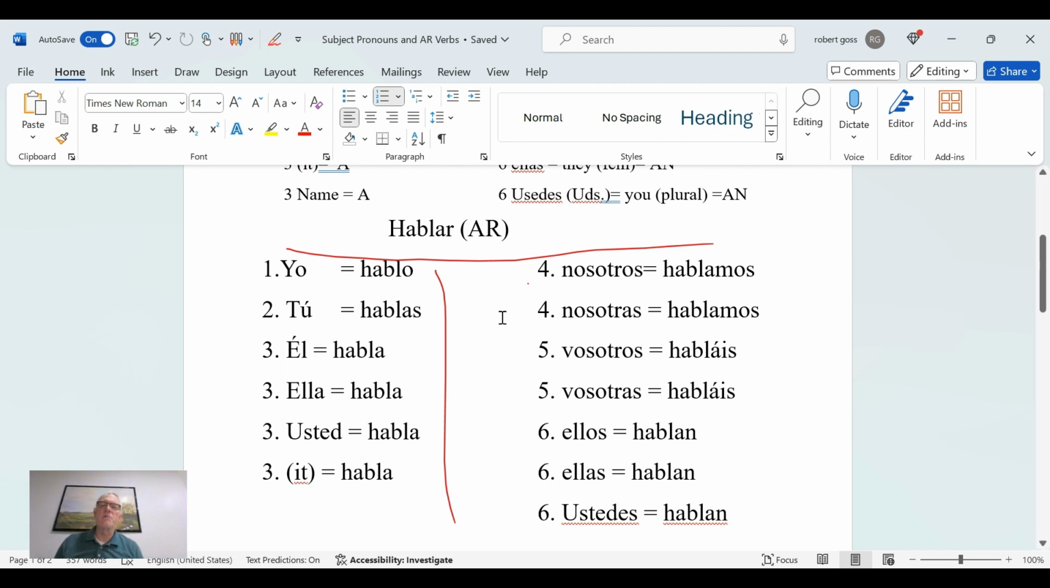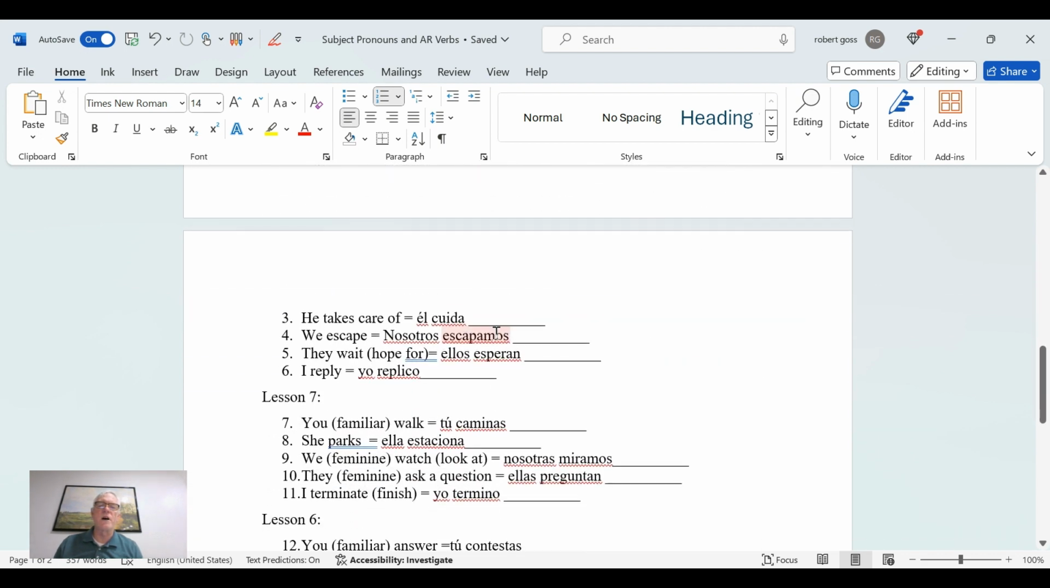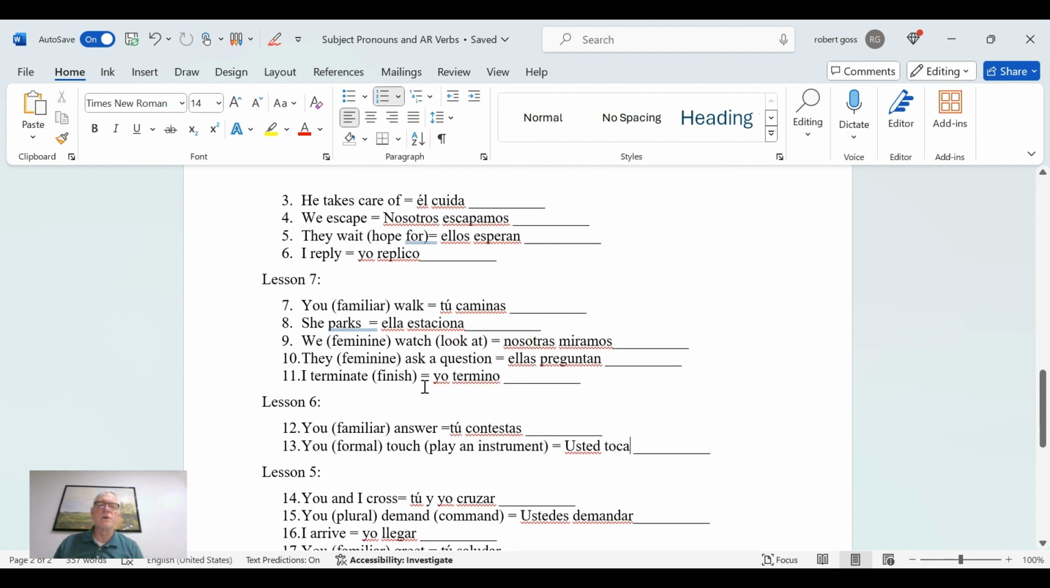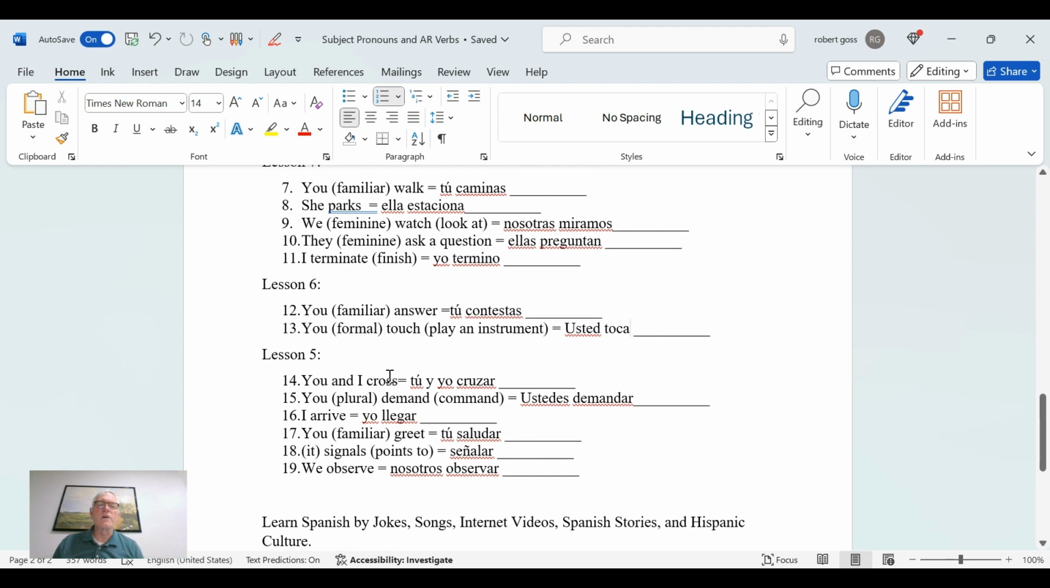So now we're going to have to put the ending on that we would for nosotros because, well, you and I is actually nosotros. So we've got you and I cross. That's cruzar. We're going to cross off the AR, but you and I, now we have the two people. It's we. I'm going to put the AMOS ending on it. Tú y yo cruzamos.